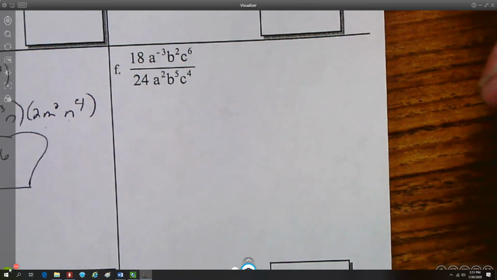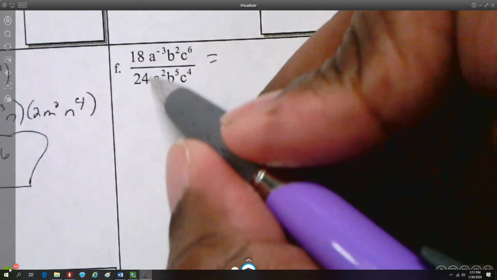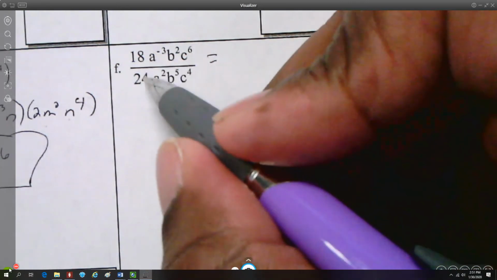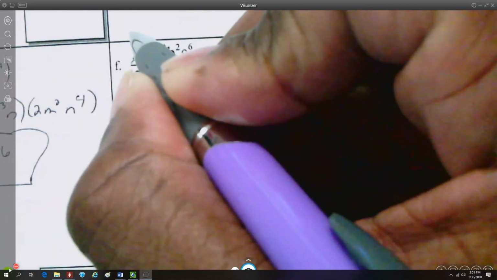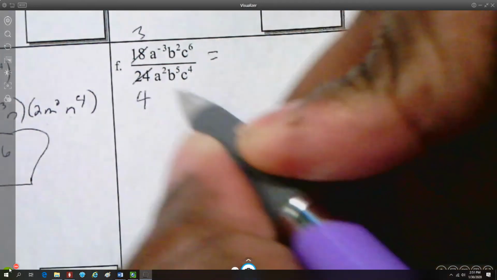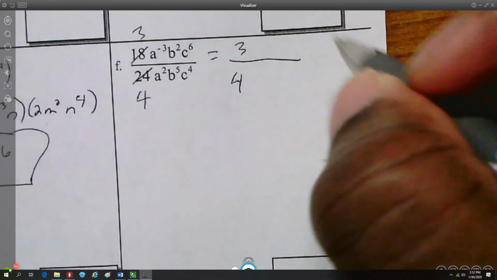If you tried it, you should have thought to divide both of these numbers by a number that can divide into both of them evenly. I think they're both even, so it should be at least divisible by 2. But it might even be divisible by 6. 6 goes in 18 3 times. 6 goes in 24 4 times. So the top number should be 3, and the bottom number should be 4.